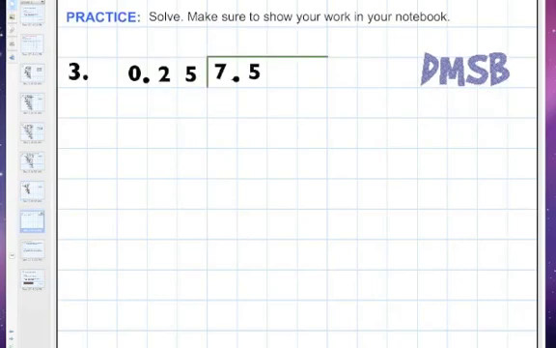Go ahead and solve practice number 3 in your math notebook. Make sure to place that decimal first, and then go ahead and do the division. Press play when you're ready to see the work.